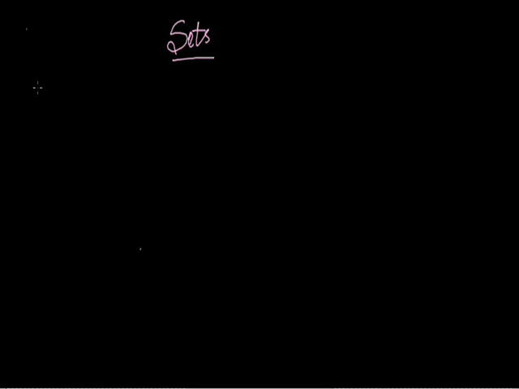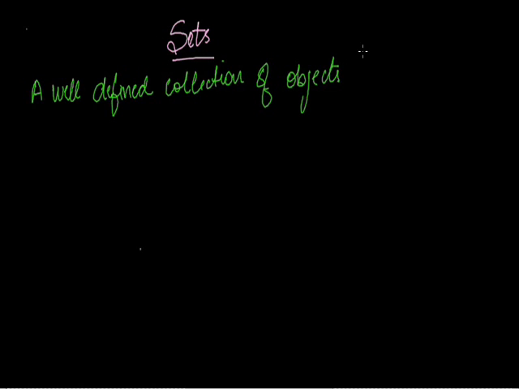A set is a well-defined collection of objects. It is a well-defined collection of objects known as a set. Okay, so what does that mean? A set is a well-defined collection of objects.